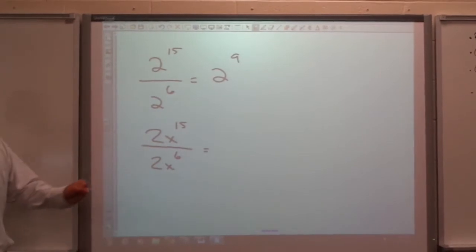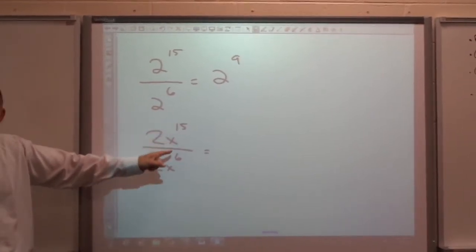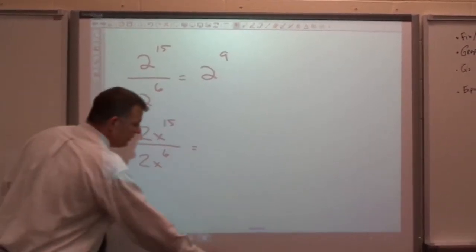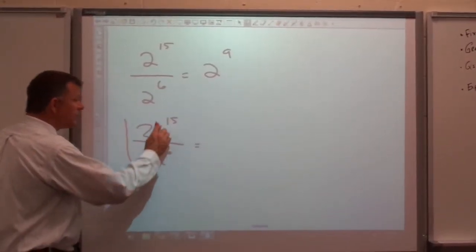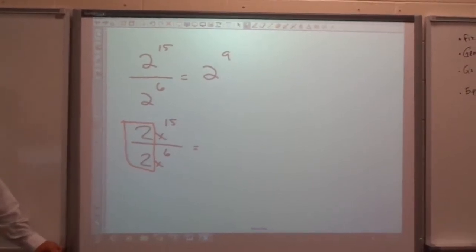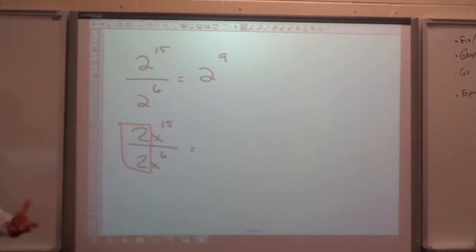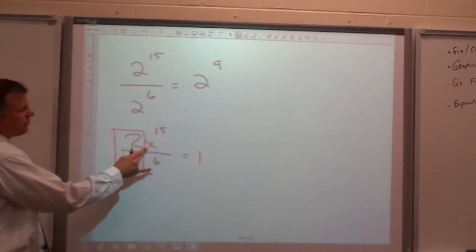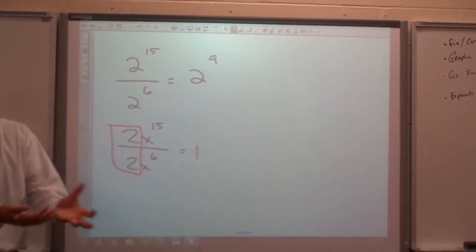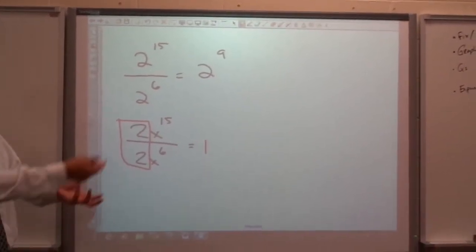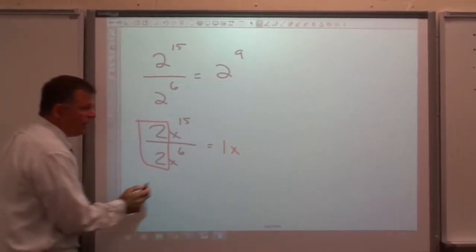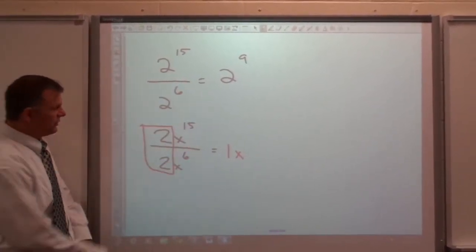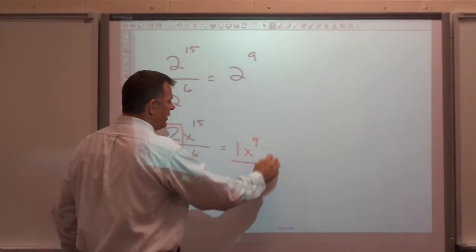Now we've got x's. So in this problem, the x is the base being raised to the power, and the 2 is the coefficient. Because it's a coefficient, we divide the coefficients, and 2 divided by 2 is 1. Do we actually change the x? No, the base is the base. That's going to be x. It's just a matter of how many of those x's we have. This is 15 and 6, so when we subtract, we get x to the 9th.